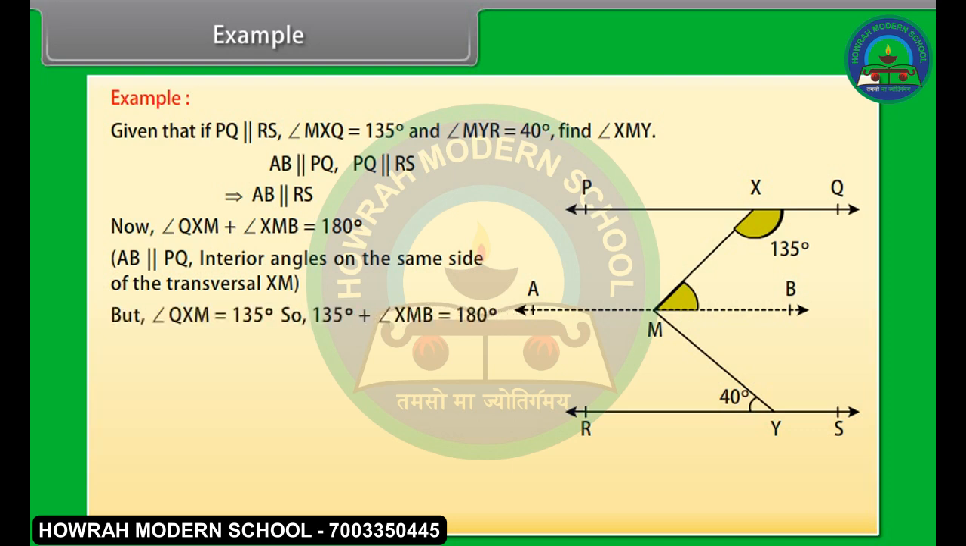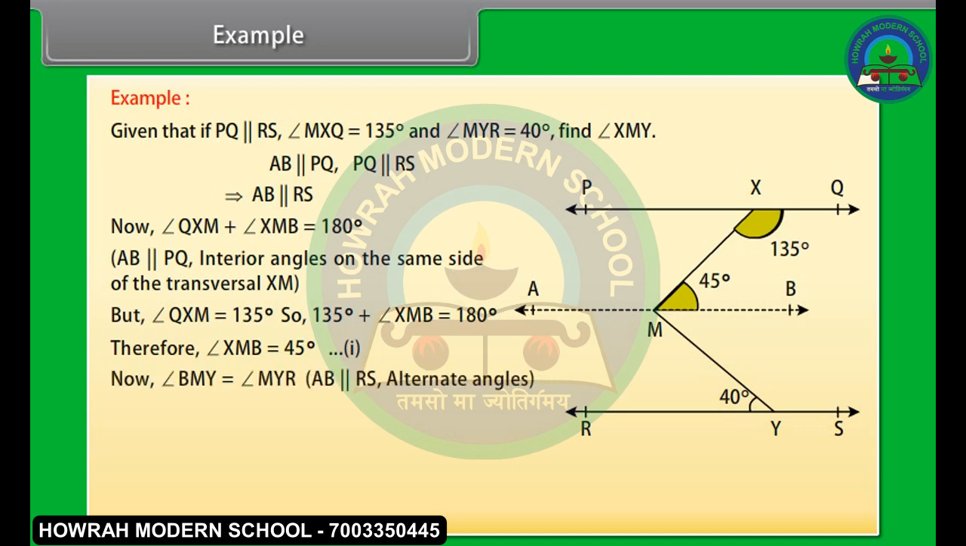But angle QXM is equal to 135 degree, so 135 degree plus angle XMB is equal to 180 degree. Therefore, angle XMB is equal to 45 degree. Mark it as 1. Now angle BMY is equal to angle MYR because AB is parallel to RS, so these are alternate angles. Therefore, angle BMY is 40 degree.